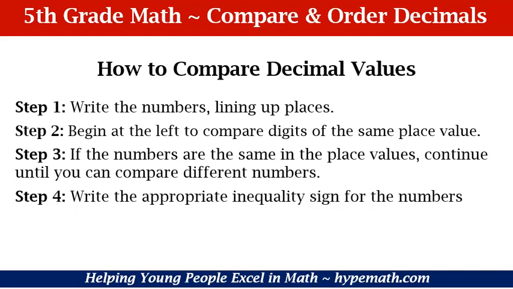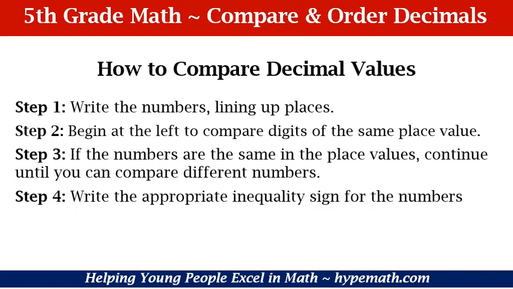In comparing and ordering decimals, there are some steps we need to go over. Step 1, write the numbers, lining up the places. It is important when you are comparing decimals that the decimal point is in a straight line for all of the numbers. Not all of the numbers will be the same length, but you need to make sure that the decimal point is lined up in a straight line.